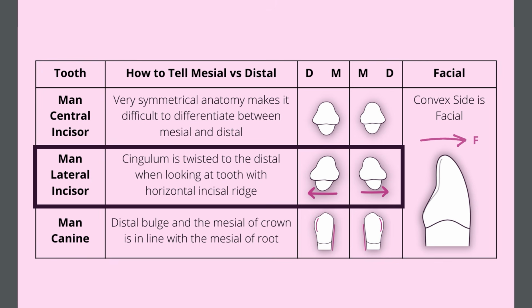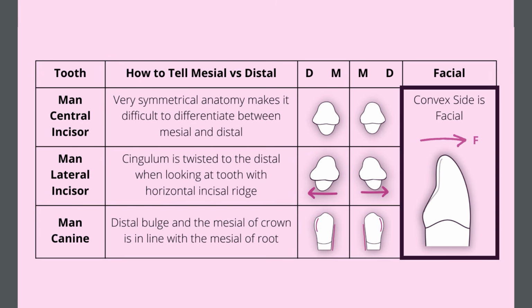You're going to hold that incisal ridge horizontal to your eye level, and you're going to look at the cingulum. The cingulum is going to be twisted or displaced to the distal. The side that the cingulum is not twisted towards is the mesial. Looking at the mandibular lateral incisor from the proximal, the side that's convex, not the side with the fossa, not the concave side, is the facial.